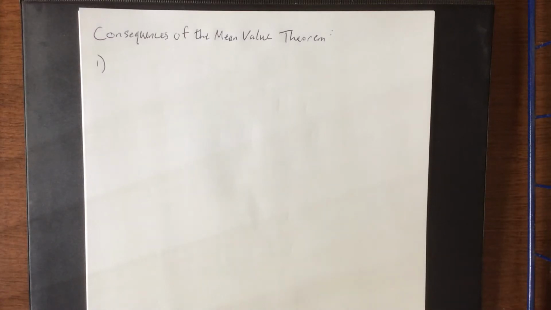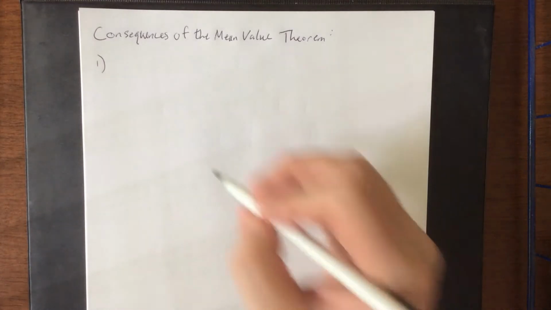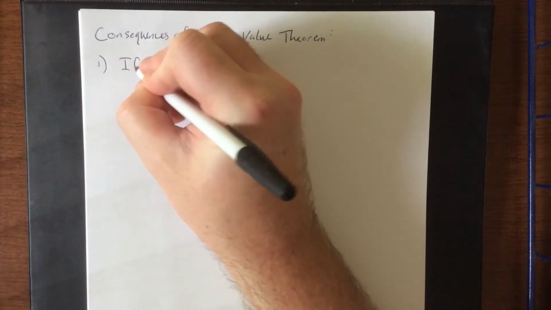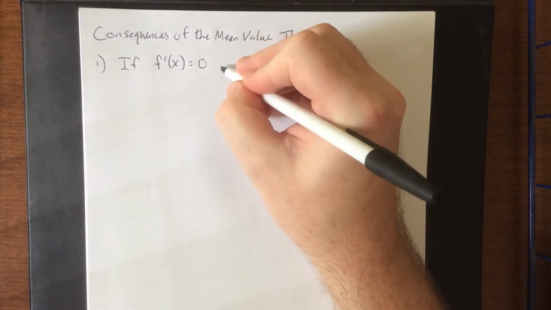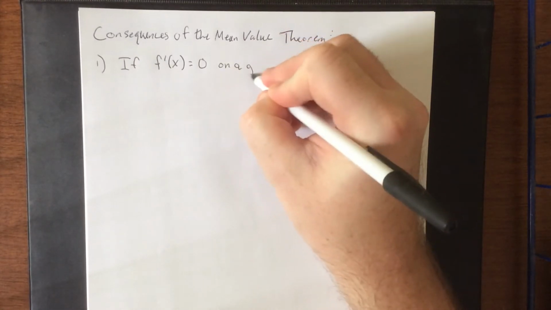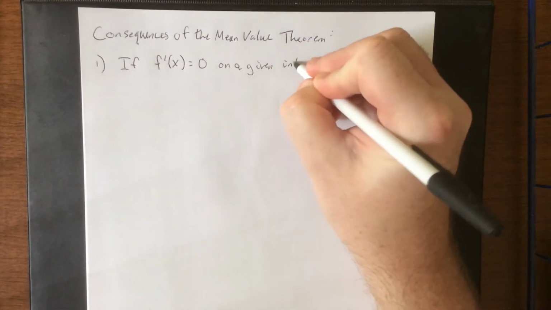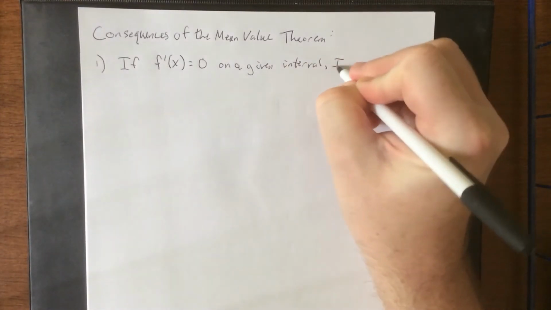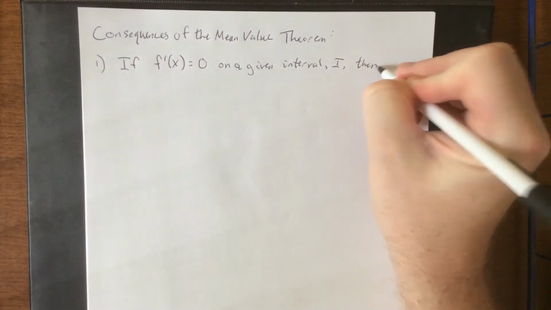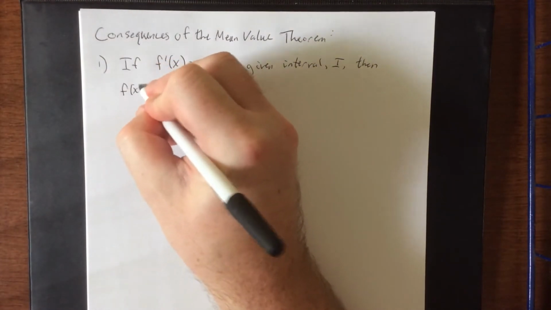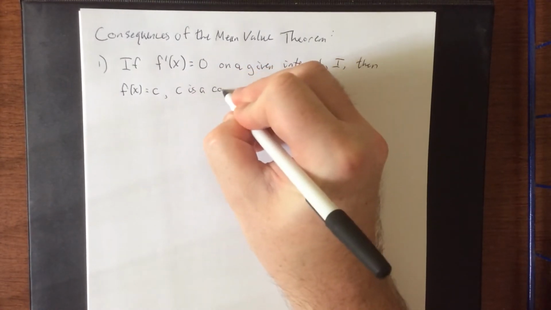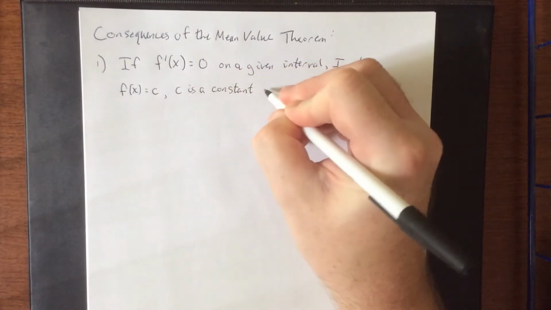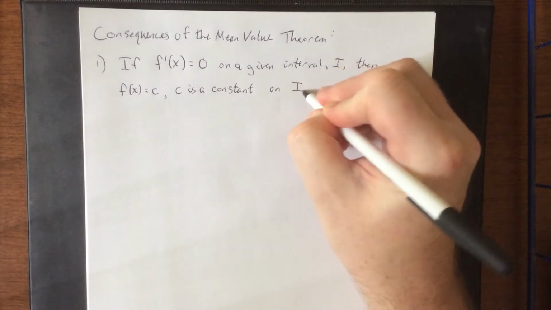So finally, let's get into a couple of the consequences of the mean value theorem. The first consequence of the mean value theorem that we can take out of this is that if you have a function and the derivative of that function is identically equal to 0 on a given interval I, then it will be true that f of x is equal to some constant value on that same interval.